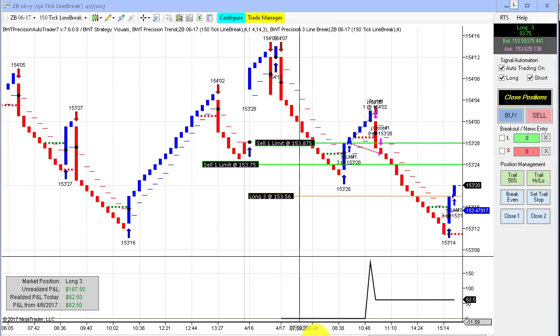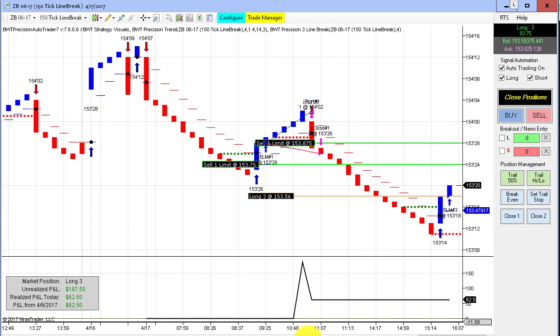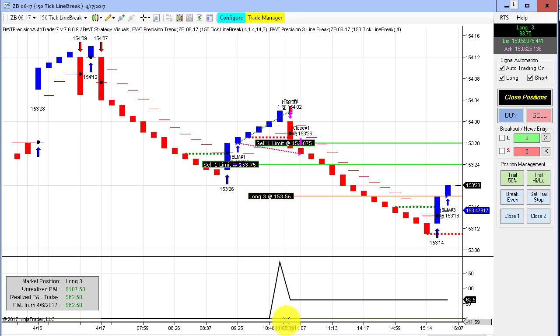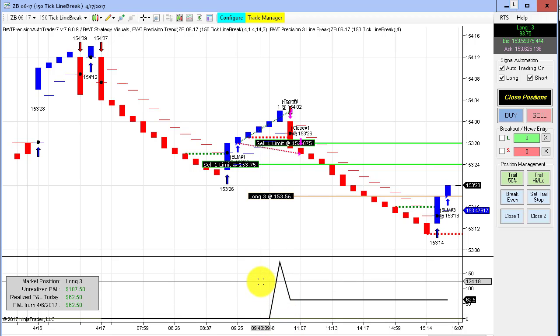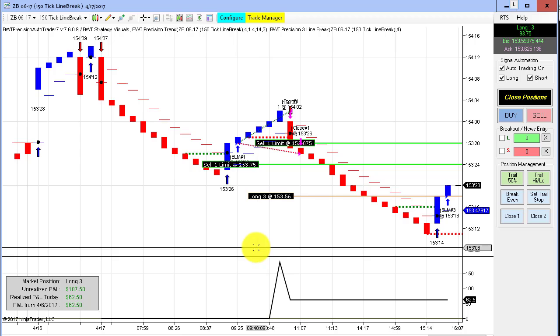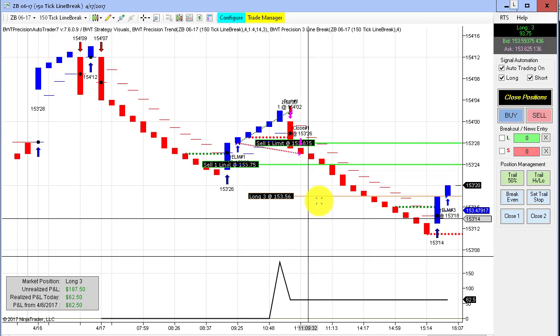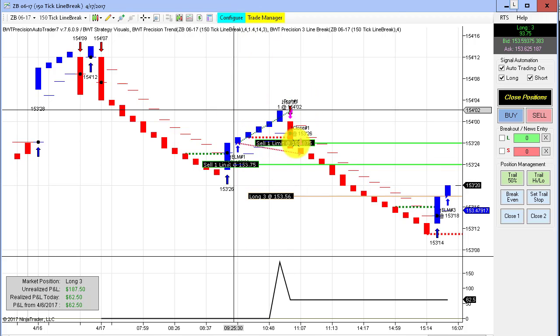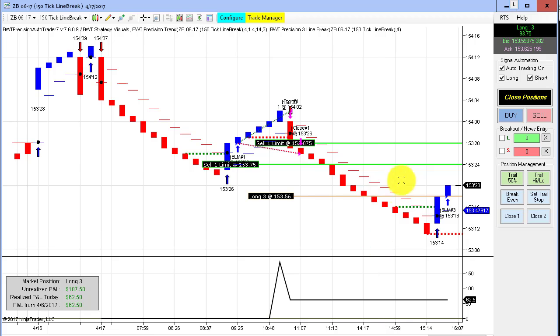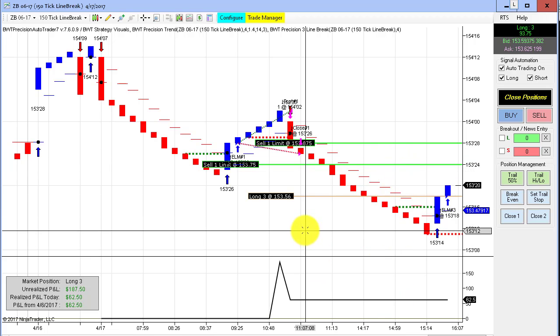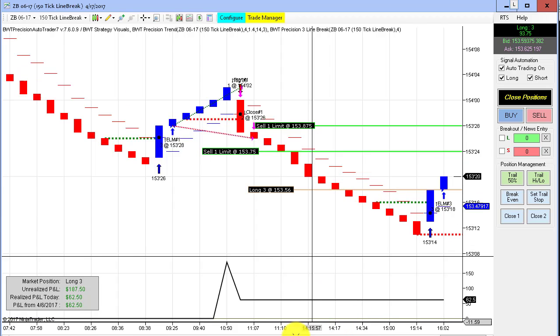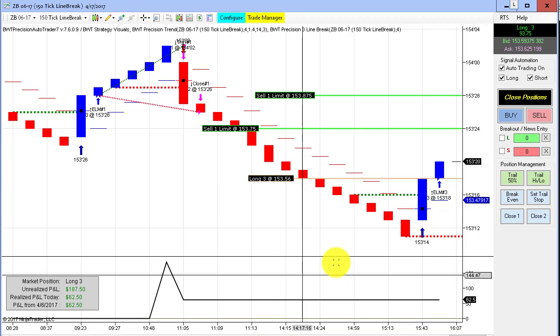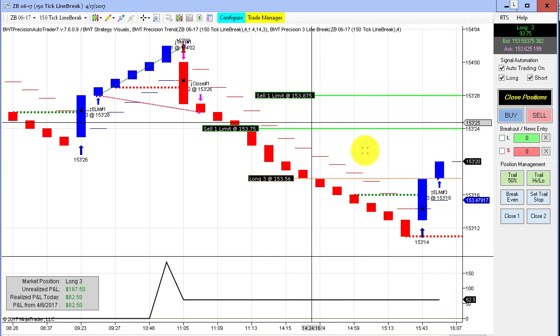Some people have asked about live trading recently. This is a 150 tick line break chart on the 30-year Treasury bond. And even though it's after market hours, this is just something I'm testing out and playing around with. It's relatively new, but nevertheless, it is in a live trade here. And this is what the Autotrader looks like when it is trading in a live trade.